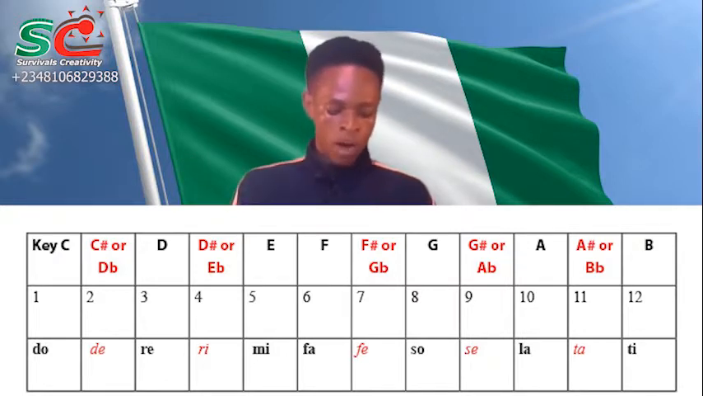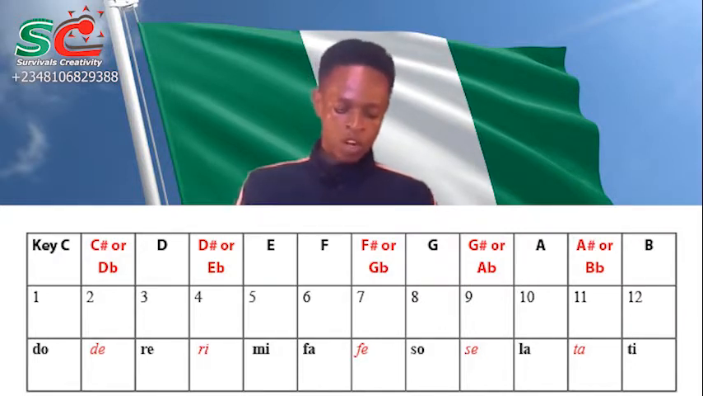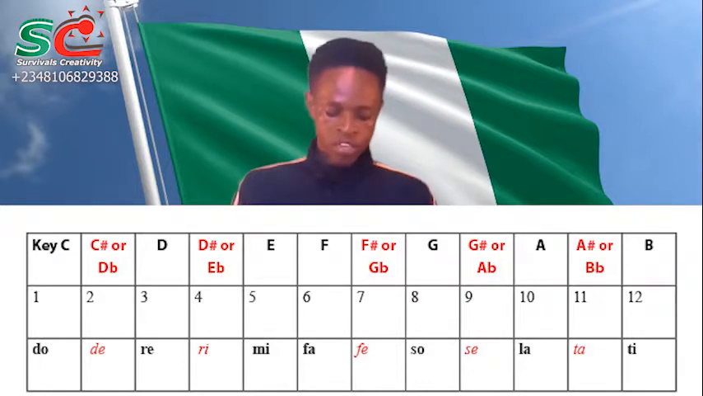C becomes our Do because it's number 1. D is number 3, it becomes our Re. E is number 5, it becomes our Mi. F is number 6, it becomes our Fa. G is number 8, it becomes our So. A is number 10, it becomes our La. B is the 12th and it becomes our Ti. So with that, you'll be able to get the scale of the key of C.